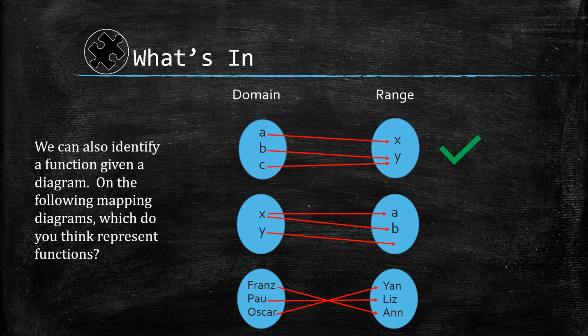Look at the second diagram. Your X, class, has two partners, A and B. Got it? So meaning, your domain element has two partners, which is a big no. That is not a function. Okay, third diagram. Franz has the partner Anne, Oscar has the partner Yan, and Pau has the partner Liz. So, clearly, this is a function. Okay? So again, for a function, each element of your domain should have a unique partner.